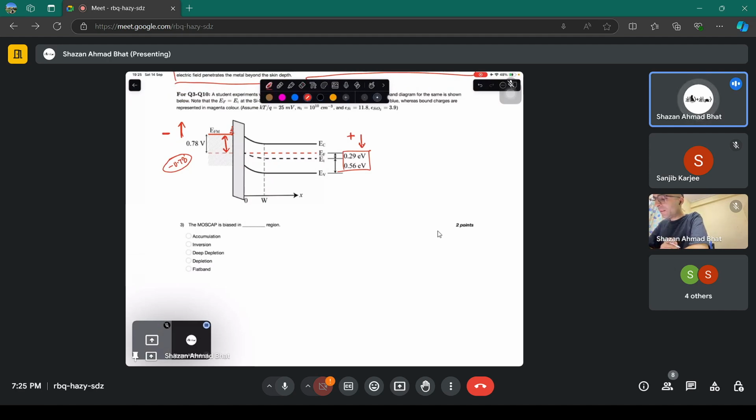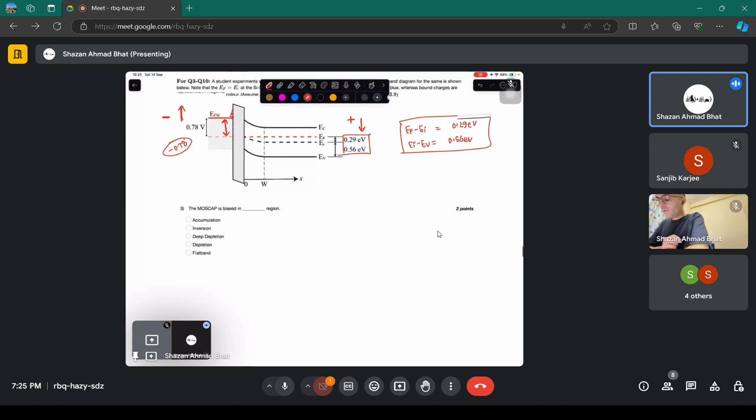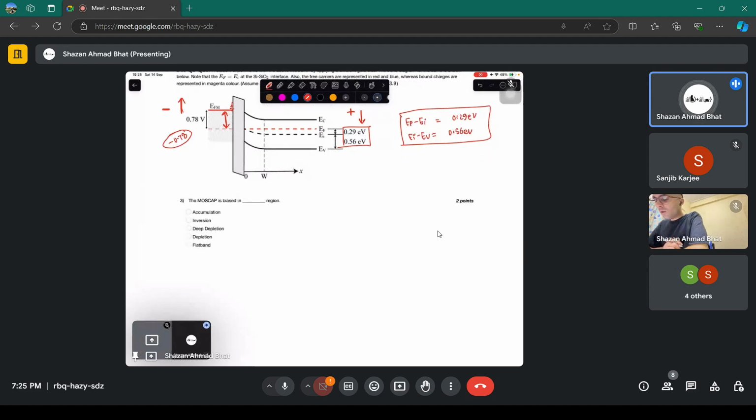So note here these differences have been given. The difference in the Fermi level in the bulk and the intrinsic semiconductor. That means EF minus EI is given as 0.29 eV, and EI minus EV is given as 0.56 eV. Okay, just for the sake of information. So first question is, the MOS cap is biased in which region? How are we going to denote this region?